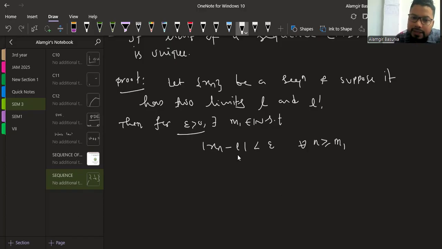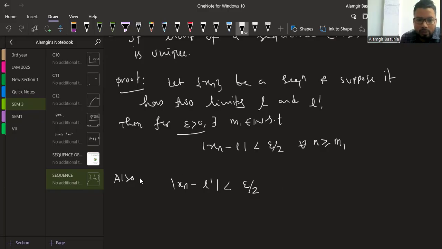Now, whenever mod of xn minus L less than epsilon holds, epsilon is an arbitrary number. Now epsilon by 2 is also an arbitrary number. So instead of writing epsilon, we can put here epsilon by 2. Also, if we don't put epsilon by 2, then also we can prove. No problem. Now also, xn minus L prime will also be less than epsilon by 2.